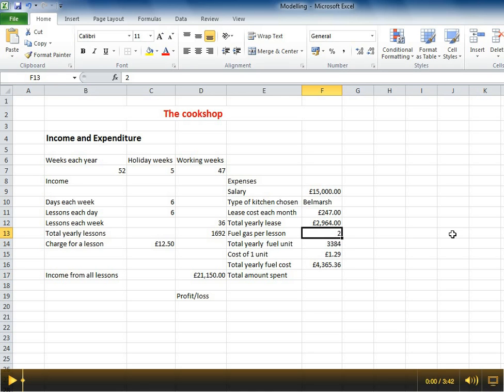I can test that. If I change again the fuel gas per lesson from 2 to 3, this number should change. And it changes, so it works. I will reduce it back to 2. The next task will be to work out the total amount spent.